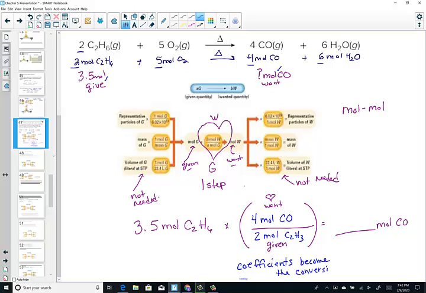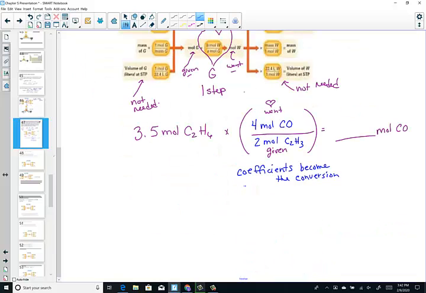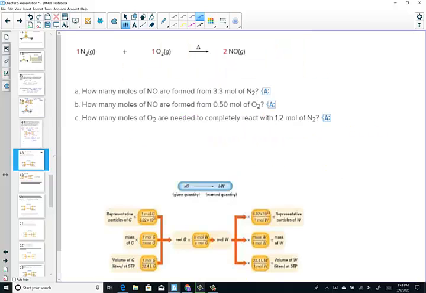In a stoichiometry mole-mole problem, we use the balanced chemical equation to find the coefficients of what we want over given. So on your calculator, we would solve this by saying 3.5 times 4 over 2, and we get 7. 7 moles of CO will form. Hey, we just did our first mole-mole problem. Let's try another. Here's an example.